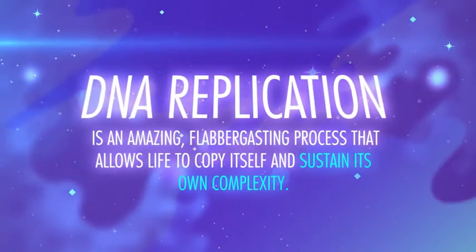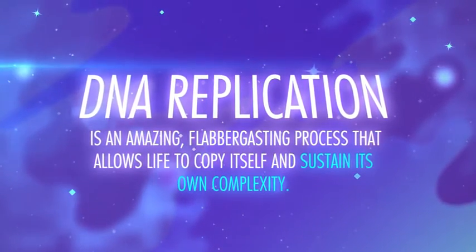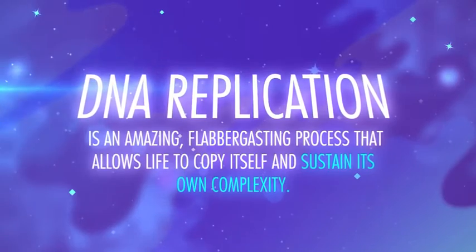DNA replication is an amazing, flabbergasting process that allows life to copy itself and sustain its own complexity. It copies a living organism with stunning precision. But even this impeccable copying process can occasionally be somewhat peccable. Once every billion copies or so, there is an error. These errors result in a slight mutation. These can have no effect, they could be very good, or they could be very bad. If useful, it allows an organism to be more successful and likely to pass on its genes. If not so useful, things go poorly, and the gene does not get passed on.